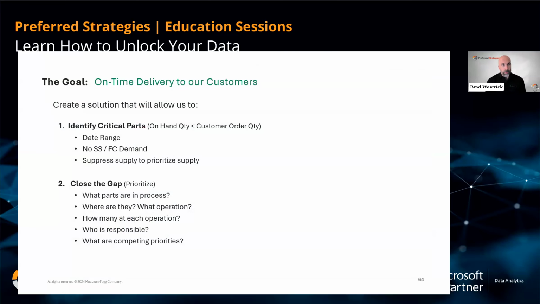So, in summary, what we're trying to do is obviously close the gap on our shortages to customer demand. We wanted to be able to identify those critical parts and then prioritize our production. So this solution gave us the ability to use a date range to toggle on and off the supply and demand elements. And it gave us the visibility that we needed into where our inventory is in our process.